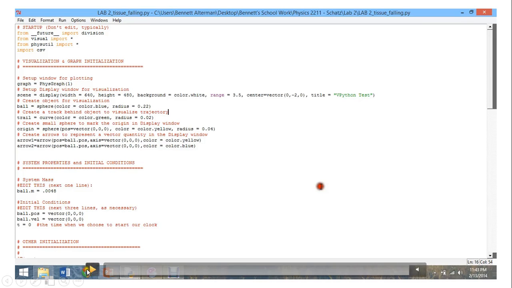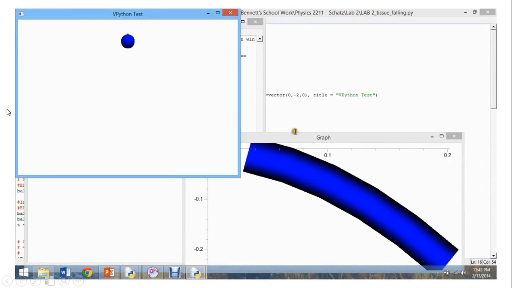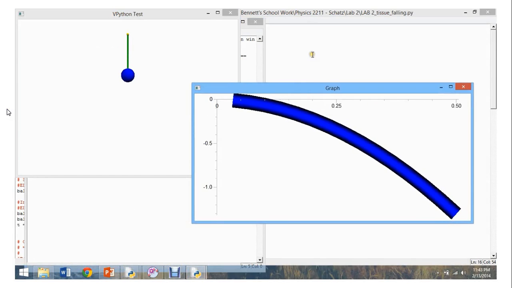Here you'll see this model in action. Notice again that the ball is falling in the negative y direction.